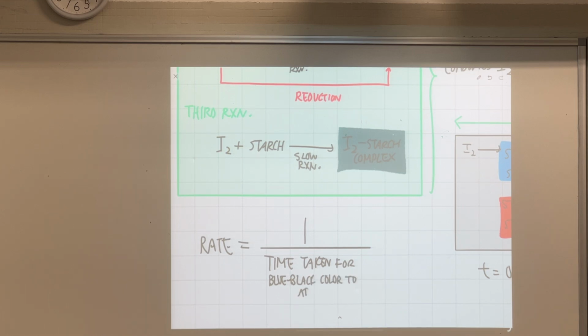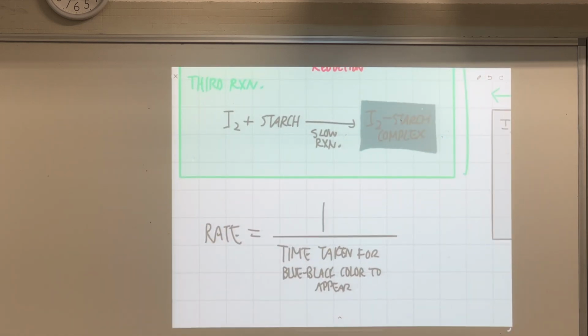Okay, so imagine this. If it takes only 20 seconds for the blue-black color to appear, compared to if it takes 4 hours for the blue-black color to appear, which will be a faster reaction? The one that took less time. Yeah, less time. So this is why we do 1 over time taken for the blue-black color to appear.